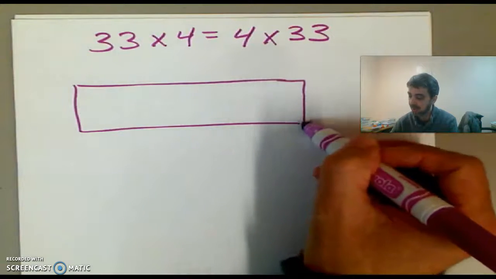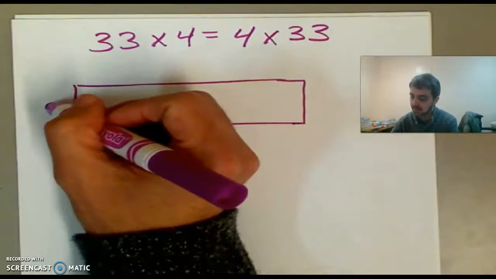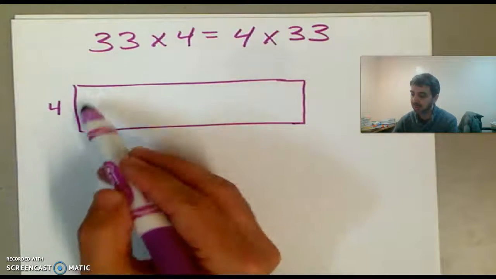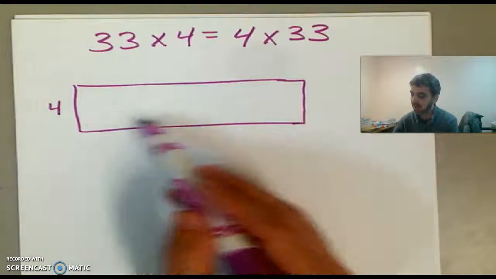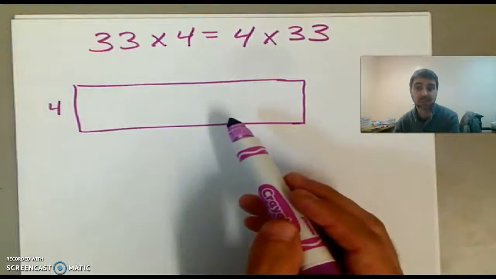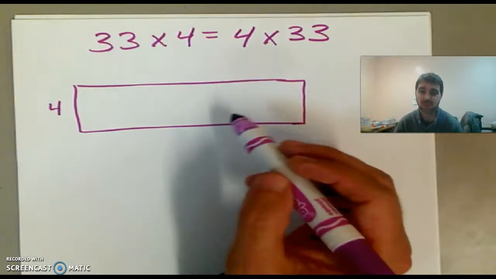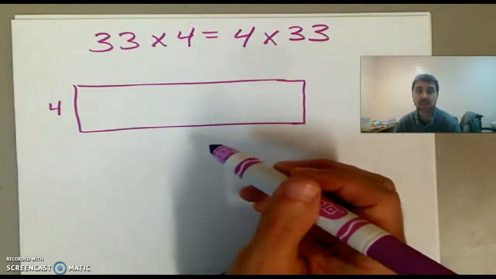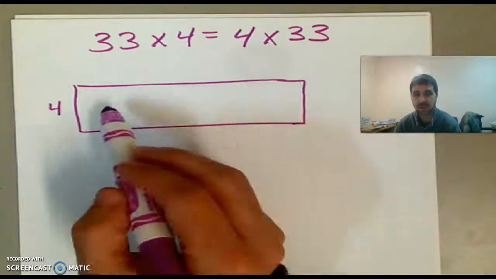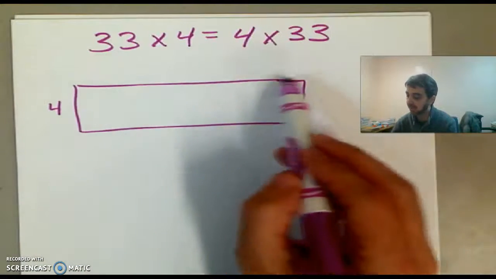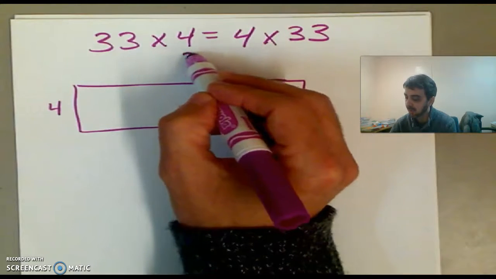thinking about the area model, and the width would be 4, or you could think of it as 4 rows, right? 1, 2, 3, 4. If we were drawing grids, these are big numbers, right? 33 is a big number, so I don't want to have to draw that many little squares, but that's what I would be thinking about. And then 33, this is going to be 33 along here, okay?